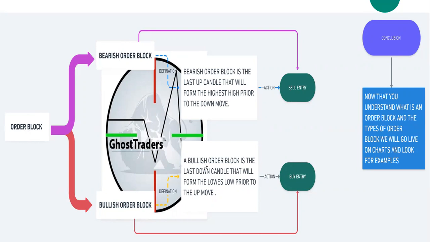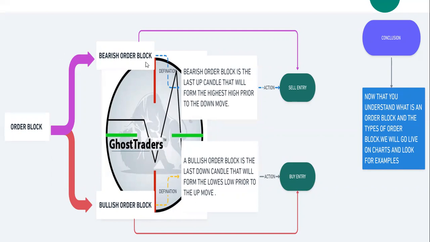By definition, a bullish order block is simply the last down candle that will form the lowest low prior to the up move. Before price can take off and go up, you look at the last down candle that forms the lowest low, and we take that candle as our bullish order block. When price gets to that level again, we expect to see buy opportunities unfolding.